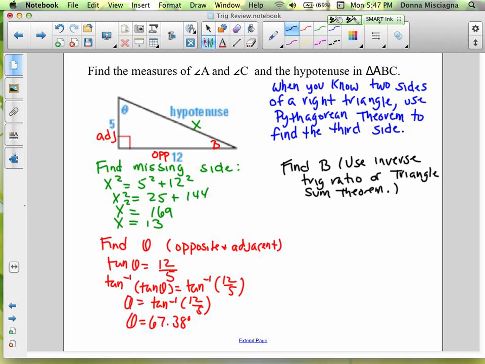Otherwise, you can use arctan again, because we could go the other direction, and then 5 would be the opposite and 12 would be the adjacent. But I'm just going to use triangle sum theorem. So angle B here is just 180 degrees minus the other two angles, which is 90 plus 67.38. Which means that angle B is 180 minus 157.38. So that means that angle B equals 20.